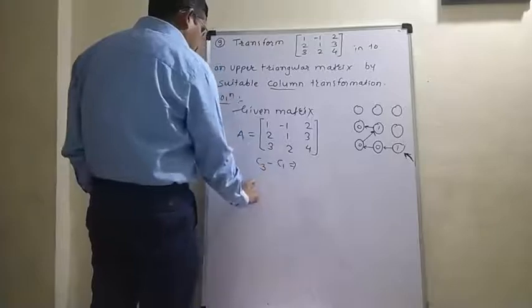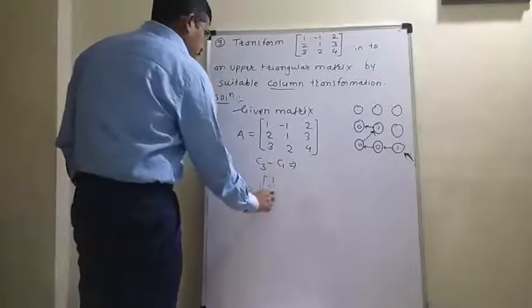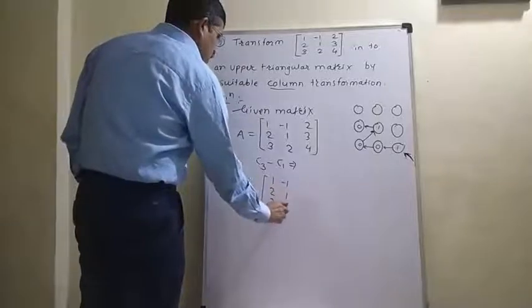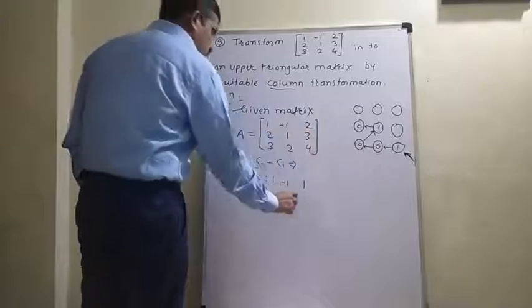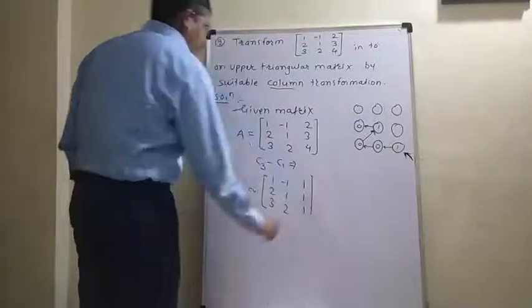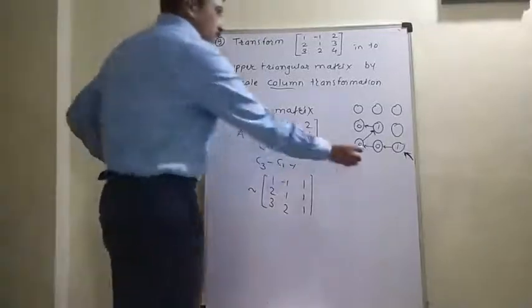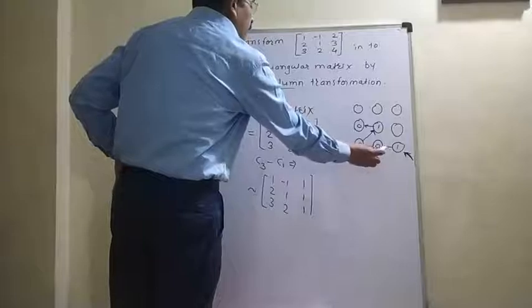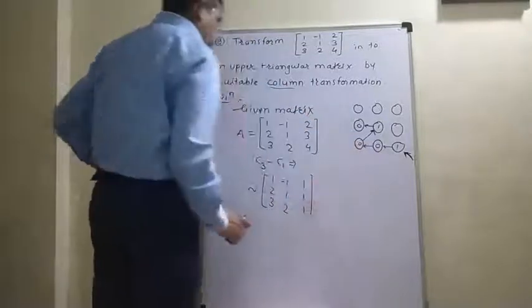And after performing it, let us see what we are getting. Keeping the first and second columns the same, 2 minus 1 becomes 1, 3 minus 2 becomes 1, 4 minus 3 becomes 1. Let us see, I have brought 1 in that place. And after bringing 1 we need to come here and bring 0, or we can do these two simultaneously. I am doing them simultaneously here.